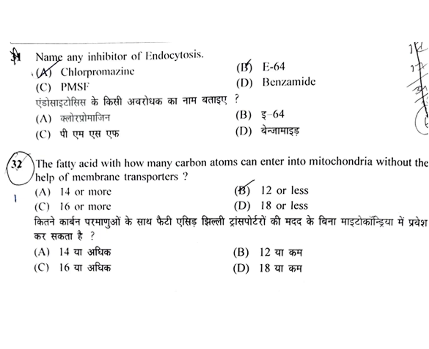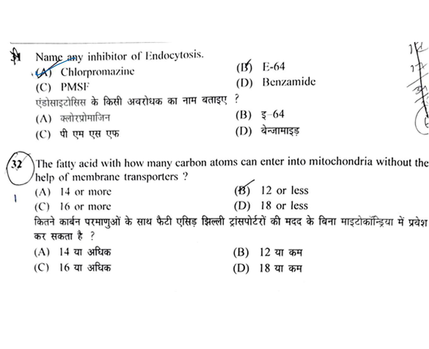Now, question number 1: name an inhibitor of endocytosis. The options are A, chlorpromazine, B, E64, C, PMSF, or D, benzamide. So the right answer is chlorpromazine.